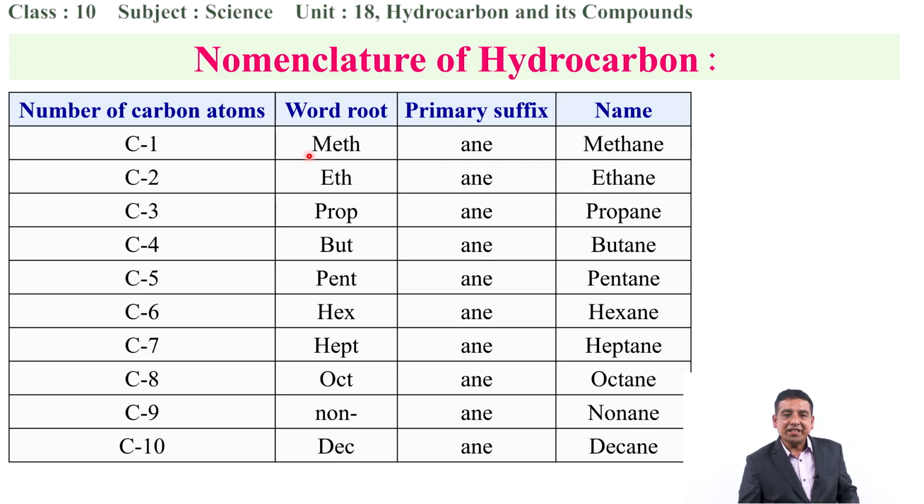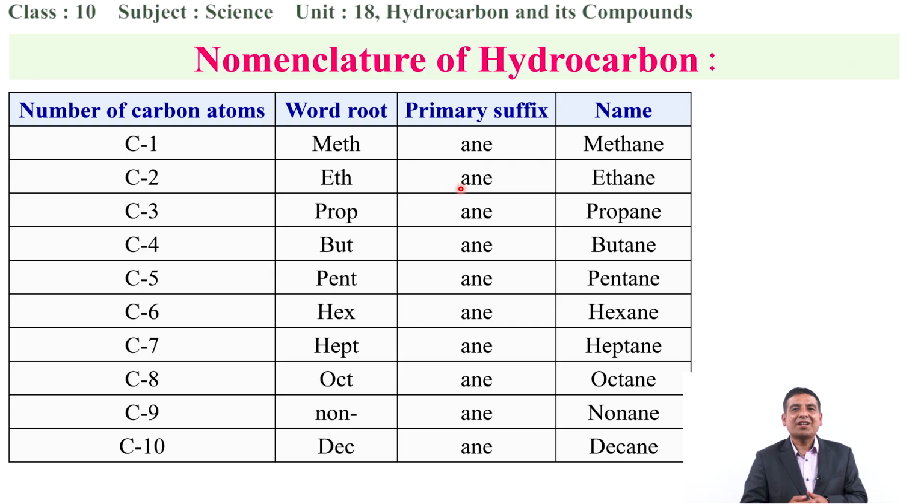So collectively, meth plus ane, what would be the name? Yes, good, you told it right, that is methane. As well as eth plus ane, obviously ethane. You just have to write the word root and primary suffix, then just add these two terminologies to get the name of the hydrocarbon. So this is the way to write the IUPAC name of the hydrocarbon.